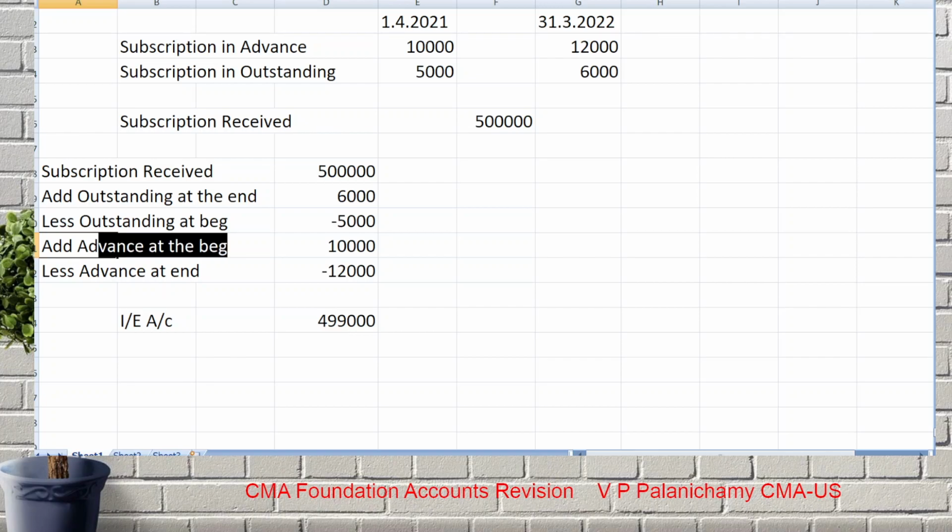Add it. Last year itself we got it, for which year? Current year, we add. Less advance at the end, you eliminate. That belongs to which year? Next year, you eliminate. You will get the net subscription income for which account? Income and expenditure account. This kind of question can be asked.